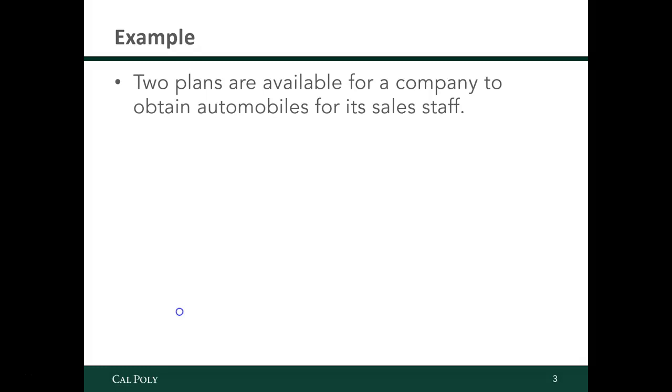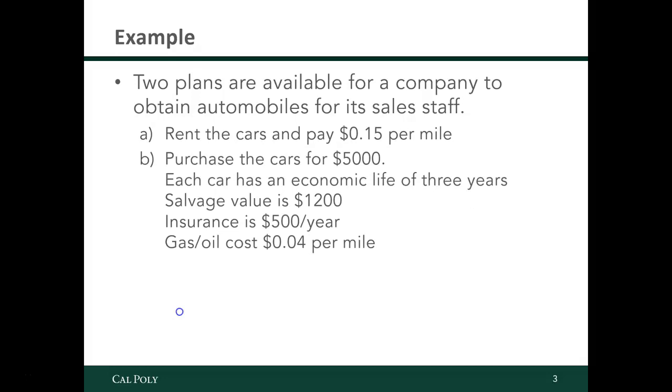So here's an example. Two plans are available for a company to obtain automobiles for its sales staff. They can rent the cars and pay 15 cents per mile, or they can purchase the cars for a ridiculously low amount, $5,000. Maybe they're getting a large discount because of the quantity they're purchasing. Each car has an economic life of only 3 years. After that, they're going to salvage them for $1,200 each. Insurance is going to cost $500 per year, flat. It doesn't matter how far they drive, apparently. But gas costs 4 cents per mile, so it's a lot less than the rental cost per mile.